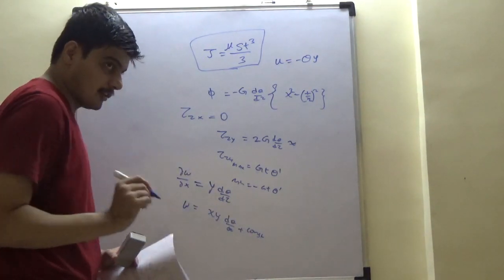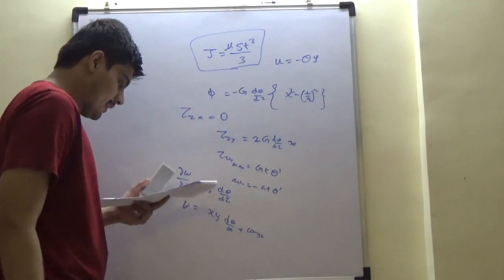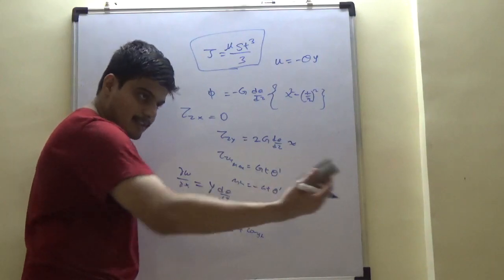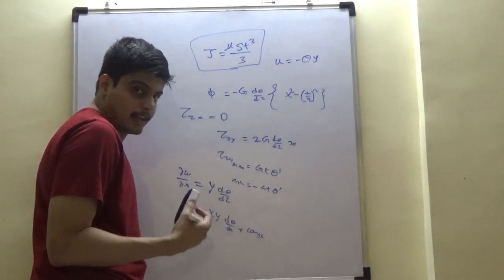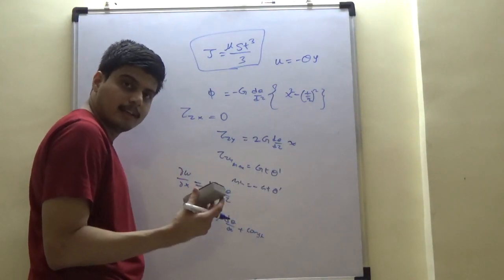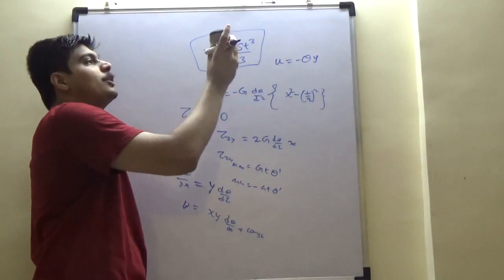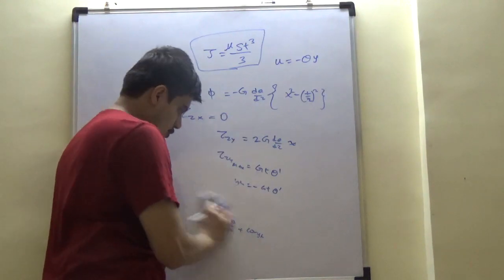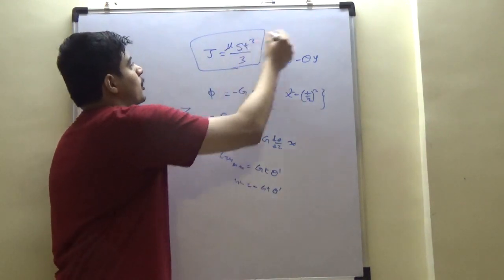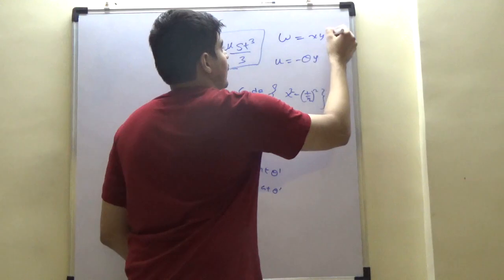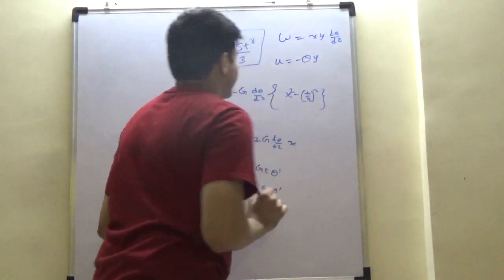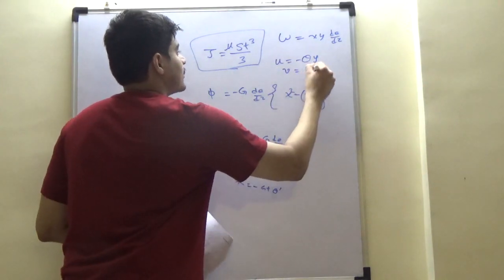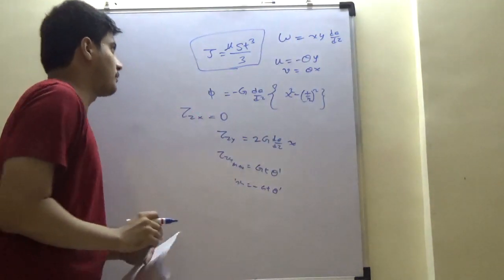Now at origin, when x and y are 0, w has to be 0 because it is doubly symmetric. Otherwise there will be an offset. There cannot be any warp at the center line. Had there been a warp in a membrane, you could have seen a bulge which is floating out. So my warping function w is xy d theta by dz. See how everything has solved. U function is known, v function is theta x. So I know all the three displacements.